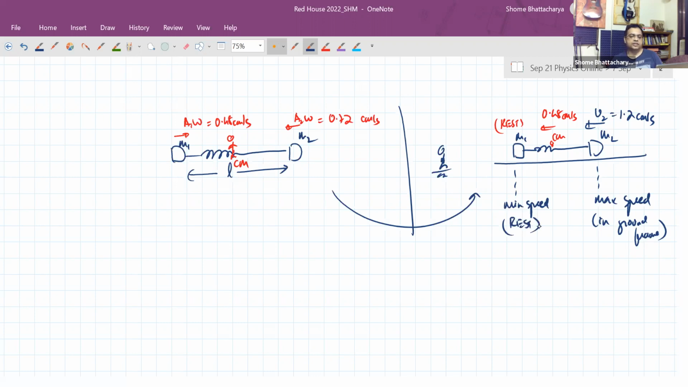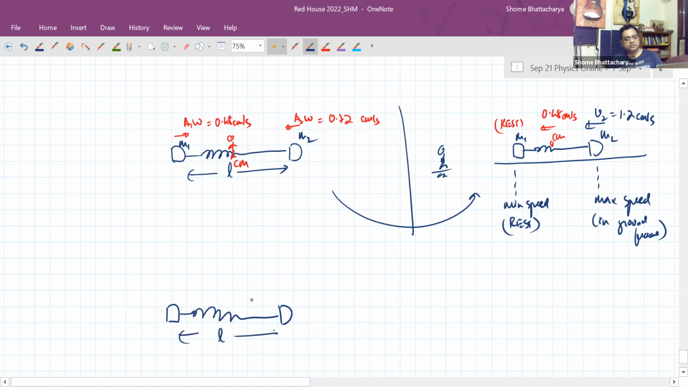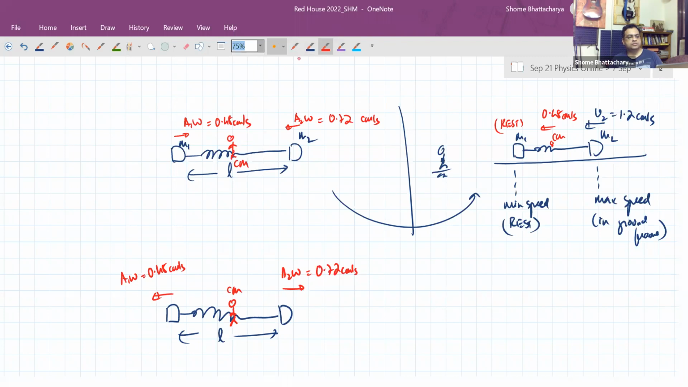Okay. Now let's look at the other extreme situation. The other extreme is when they've come closest and now they're going further apart. So they are again at the mean position with respect to center of mass. But this time they're having velocities in this direction. A1 omega 0.48, and this is having in this direction A2 omega 0.72 centimeters per second with respect to center of mass. So in this picture, in the ground frame, what is happening to them?